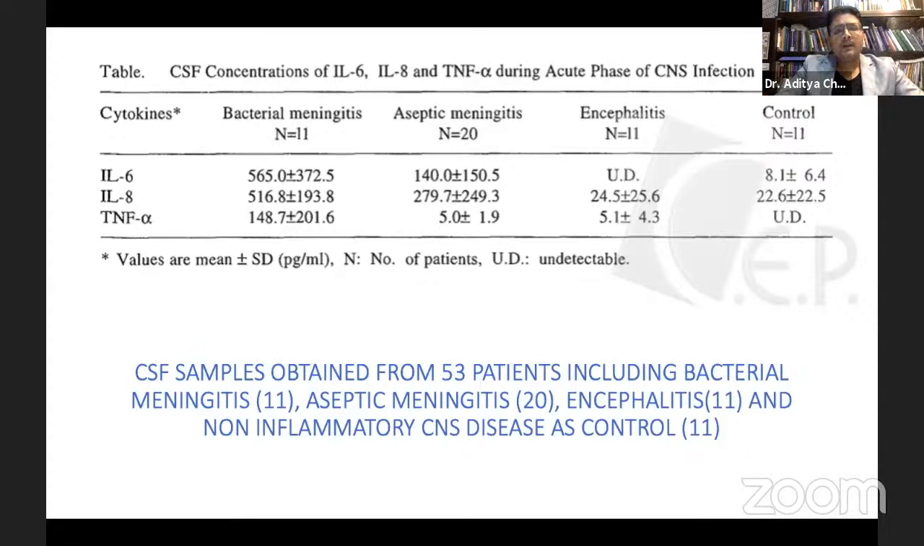And in those who just presented with parenchymal disease without the involvement of the meninges, these three cytokines were not that elevated. We can clearly see that interleukin 6 was 565 picogram per deciliter in patients of bacterial meningitis, as compared to undetectable levels in patients of encephalitis.